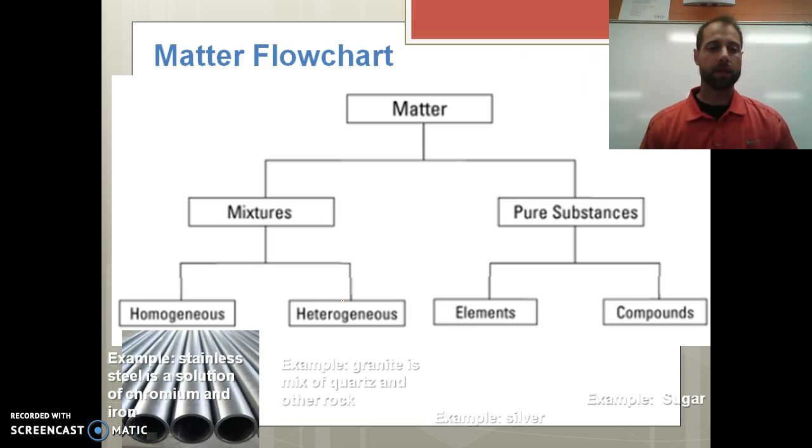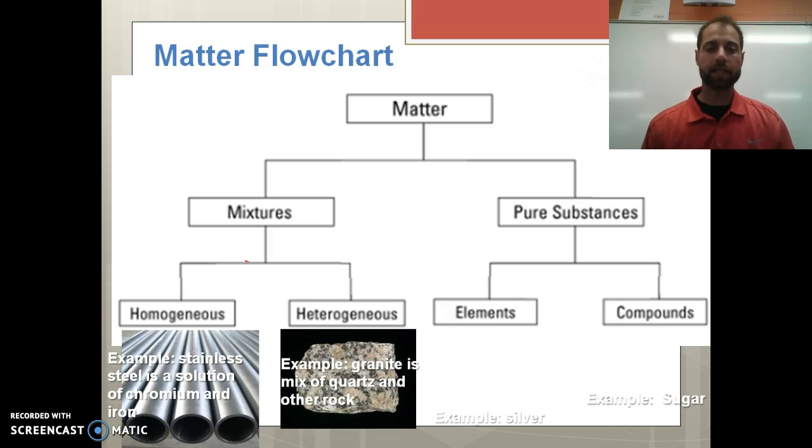Homogeneous mixture, one example is stainless steel. Stainless steel is a solution of chromium and iron that is mixed together to make a really strong metal. So stainless steel is a solution. It doesn't matter where we cut into any of these stainless steel pipes, the steel is still going to have the same amount of chromium and iron no matter where we cut.